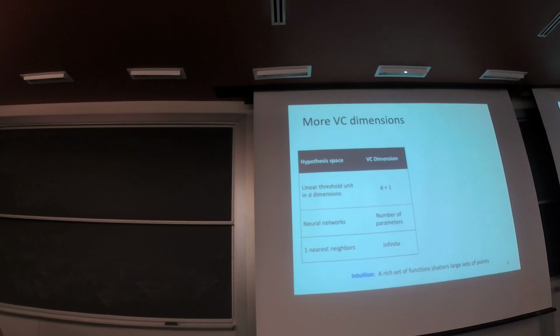It's kind of surprising, right? The one nearest neighbor classifier might be the simplest classifier ever. Given a training set, you want to predict any example, you just search the training set for the one closest to it, and pick the label of that example. But its VC dimension is infinite.